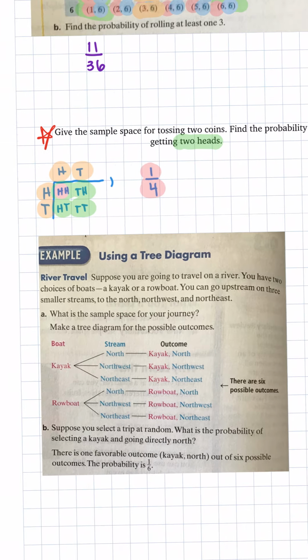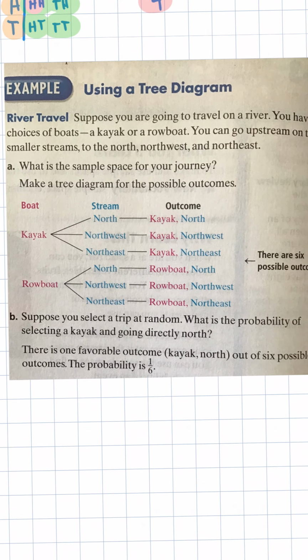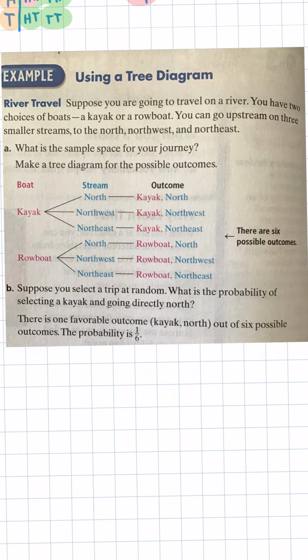Now let's look at using a tree diagram. So suppose you are going to travel on a river. You have 2 choices of boats, a kayak or a rowboat. You can go upstream on 3 smaller streams to get to the north, northwest, or northeast. What is the sample space for your journey? Make a tree diagram for the possible outcomes.